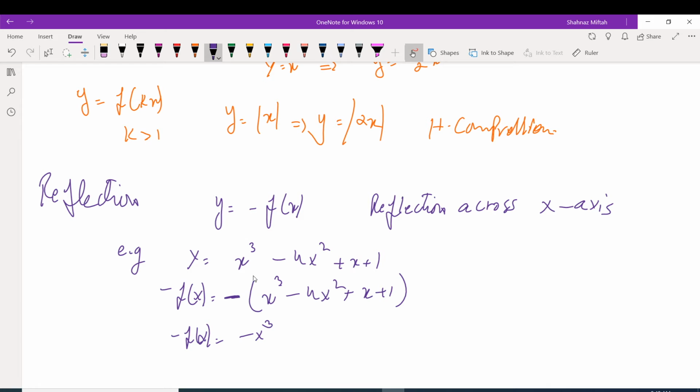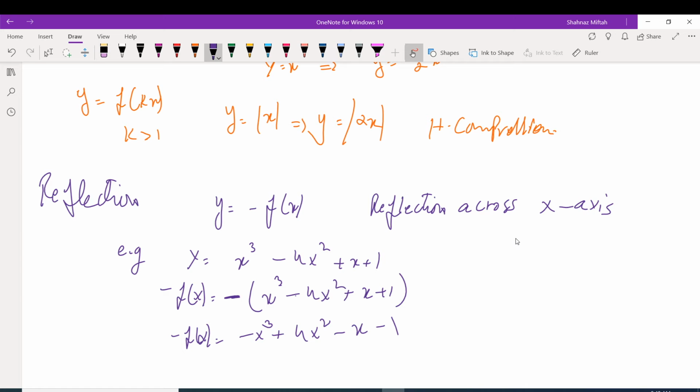Negative x cubed, I'm distributing this negative. Negative times negative is positive 4x squared. Negative times positive is negative x. Negative times positive is negative 1. So this function, when you have a negative in the beginning of the function, that's a reflection across the x-axis.